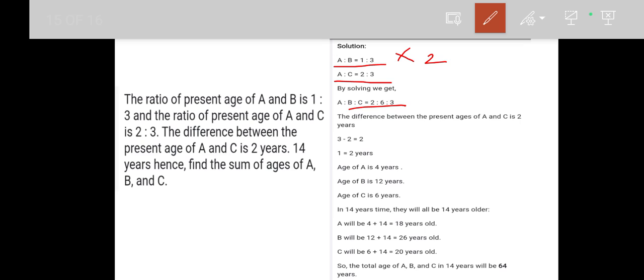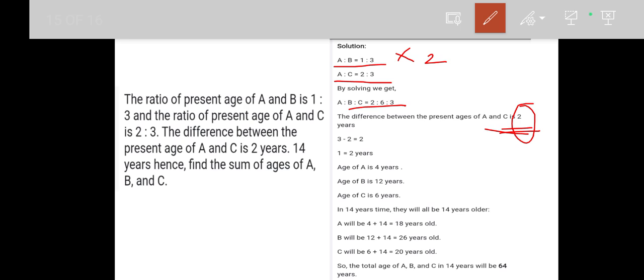Now, the difference between the ages of A and C is 2. This is given, right? So here A and C is 2 and 3. So 3 minus 2 should be 2, because the value given is 2, but the difference that we get is 1. So 1 is equal to 2 years.